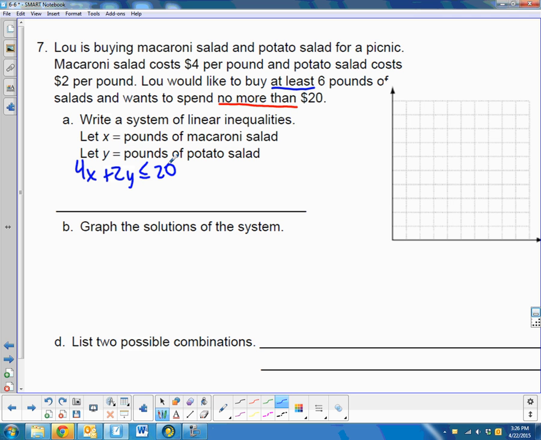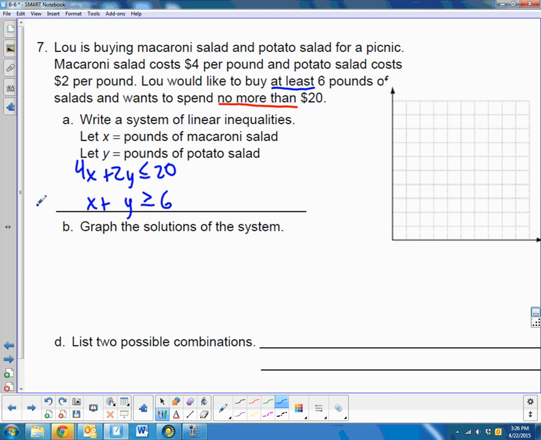Lou would like to buy at least 6 pounds. So he wants to buy potato salad and macaroni salad, and he doesn't want to buy less than 6. At least 6 pounds means it'd be okay if I bought 500 pounds, or 8 pounds maybe, or 12 pounds. But it has to be 6 pounds or more.